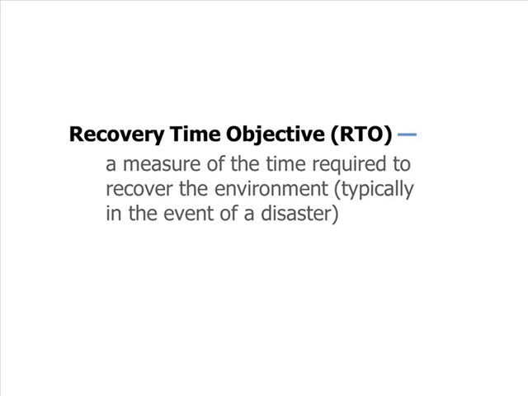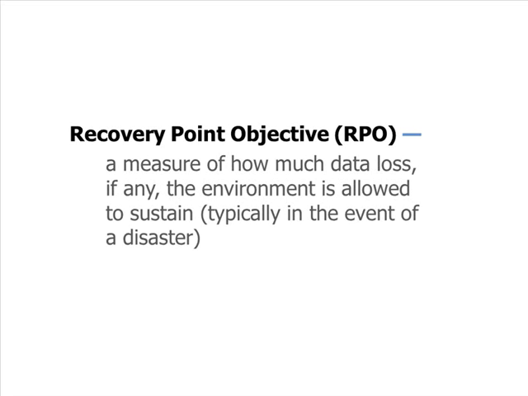Related to RTO, but slightly different, is Recovery Point Objective. Now, both of these are used to define how a service responds in the event of a disaster or the qualifying event. RTO says this is how quickly we will get the service back up and running. RPO says this is how much data loss, if any, I'm allowed to sustain. And this would typically be an indicator of how often data is replicated or how often data is backed up.